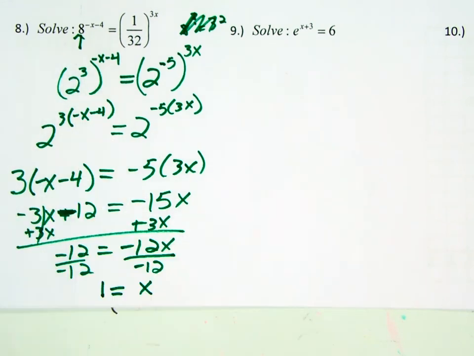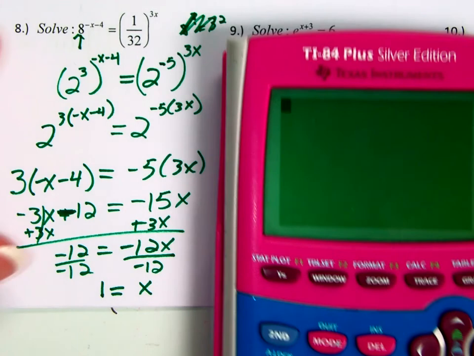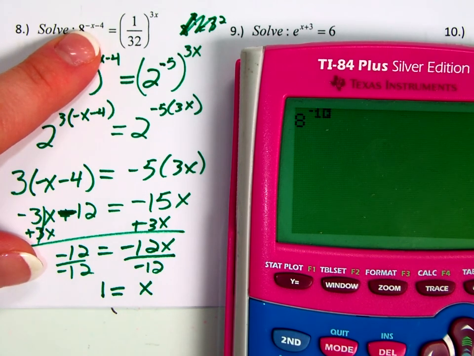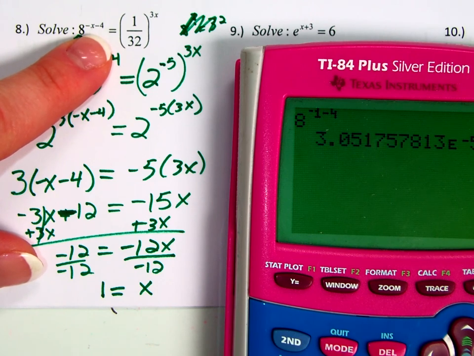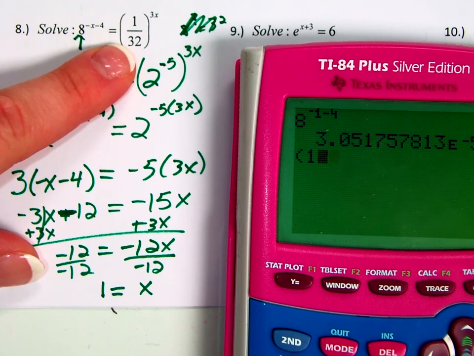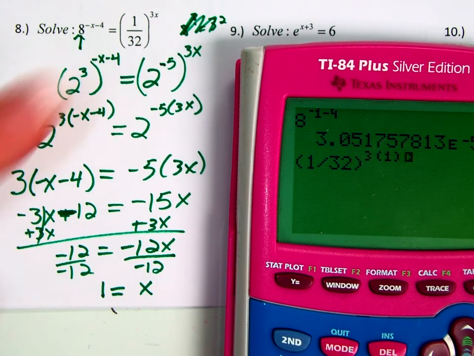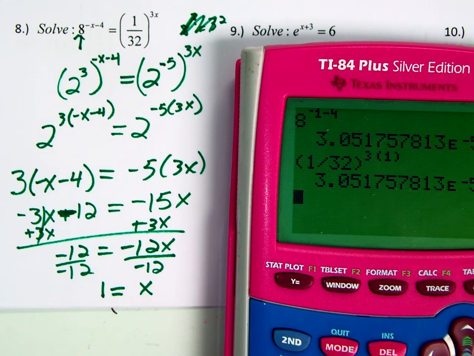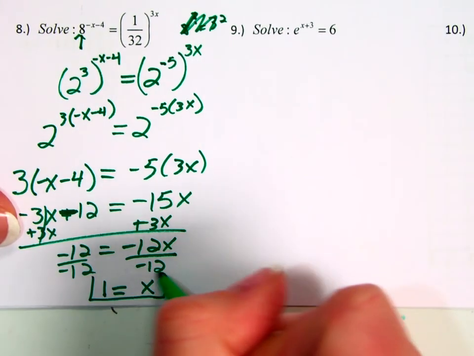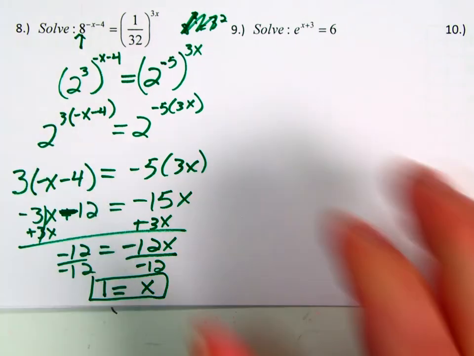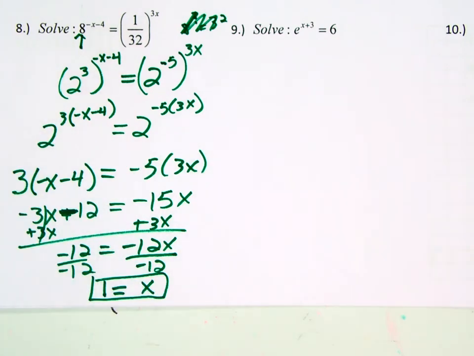And then remember, this is one of those that we can go back and check in our calculator. So I can go ahead and type it in and say, okay, 8 to the negative, and now instead of x, we're going to put a 1, minus 4, and see what number we end up with. And then I'm going to do the same thing over here. So 1 over 32 to the 3 times 1. And these are the same, telling me that yes, that's equivalent. So yes, my answer is 1. So don't forget, on quizzes and tests, you can check your answers on those problems to make sure that you are accurate.